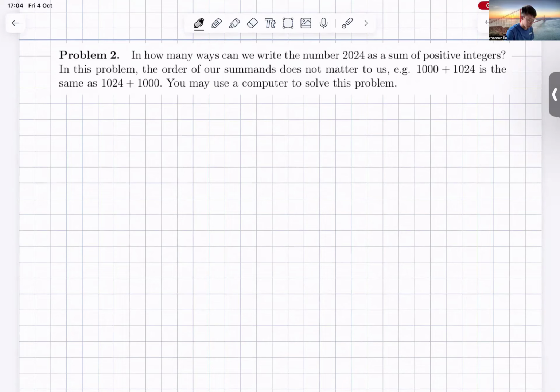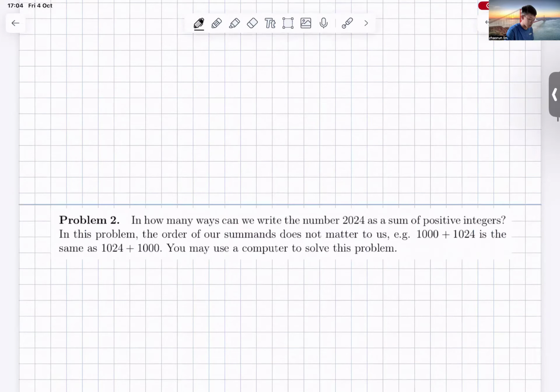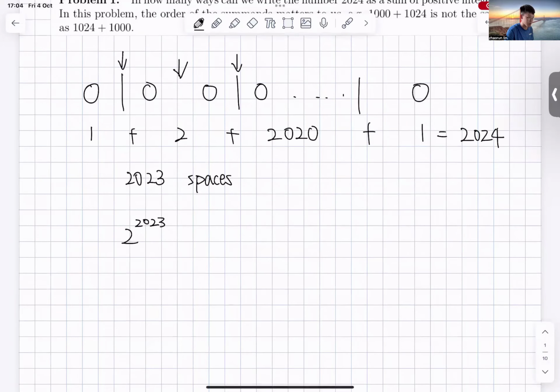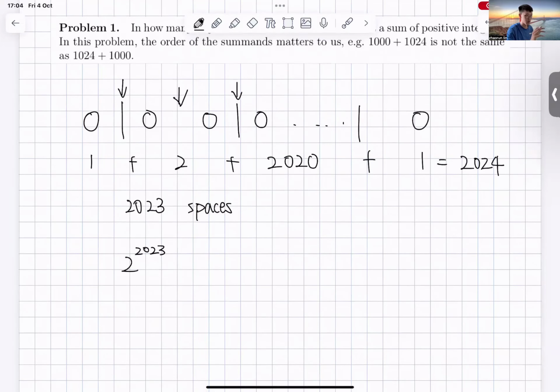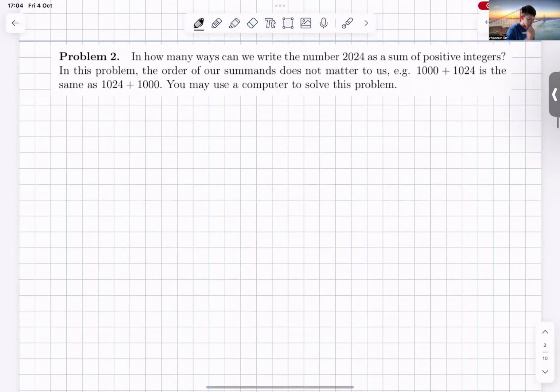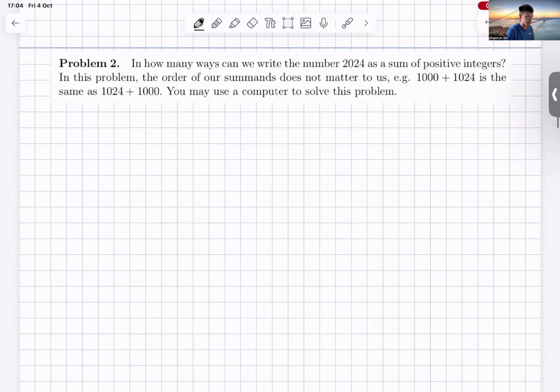Okay, so for problem 2, in this question, the order of summands does not matter to us. So in question 1, the order matters to us, so we have to partition this many balls into some parts. But for this question, the order does not matter to us. So we can't use the method we used in question 1.